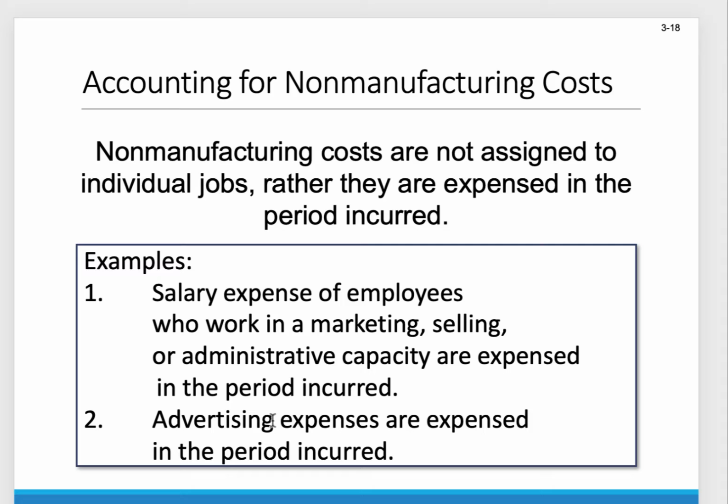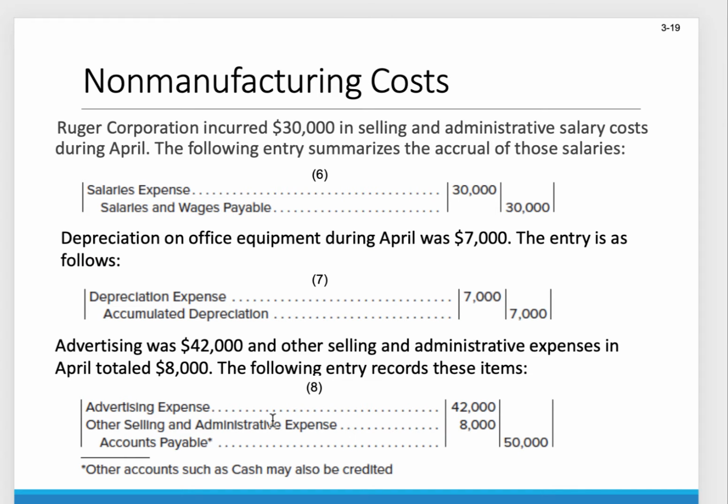Now, we have non-manufacturing costs, right? We don't assign these to jobs. We expense them when they occur, right? These are our period costs. Non-manufacturing costs are the selling and the administrative costs. So what do we have? Well, we have the salaries of employees who do not work in manufacturing, right? Maybe the accounting department, the marketing department, anybody that works in the corporate office, the corporate side of the business. Those are going to be our period costs, okay? Advertising expense, selling expenses, things like that. Those are all period costs, okay? So again, those show up on the income statement.